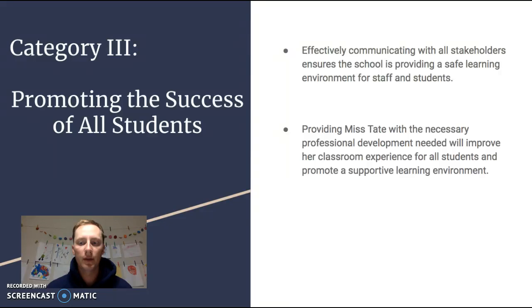And then also providing Ms. Tate with the necessary professional development needed to improve her classroom experience for all students and promote a supportive learning environment. That's also promoting the success of all students by ensuring that our teachers are well educated in pedagogy, content, and methods and strategies to properly educate the kids in that area.